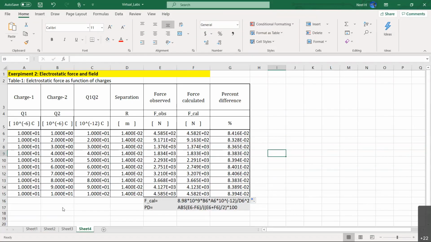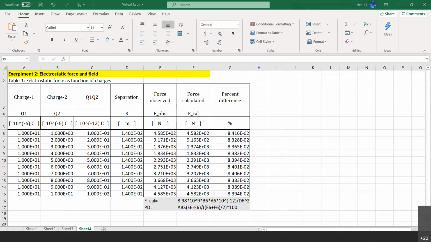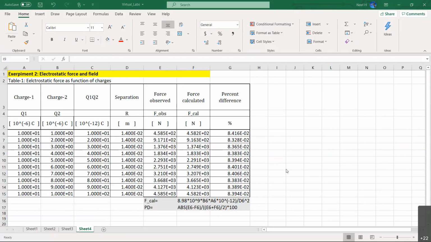Good, any questions so far? Anybody completed table number 1? Okay, sounds good.